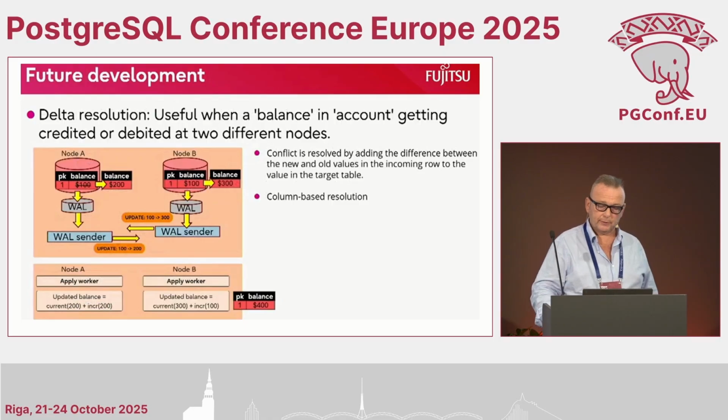But it's possible that there's a scenario where we want to retain both increments and add the difference to a combined update instead of just choosing one of them. For example, the extra $100 from node A and the extra $200 from node B is an additional $300. So the final result would be set to $400 using this new proposed conflict resolution type.